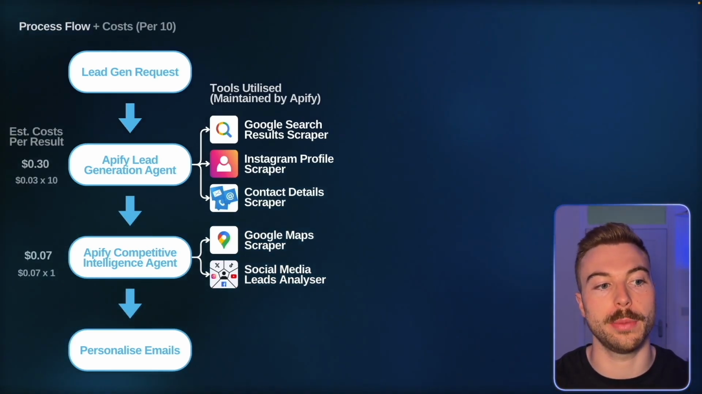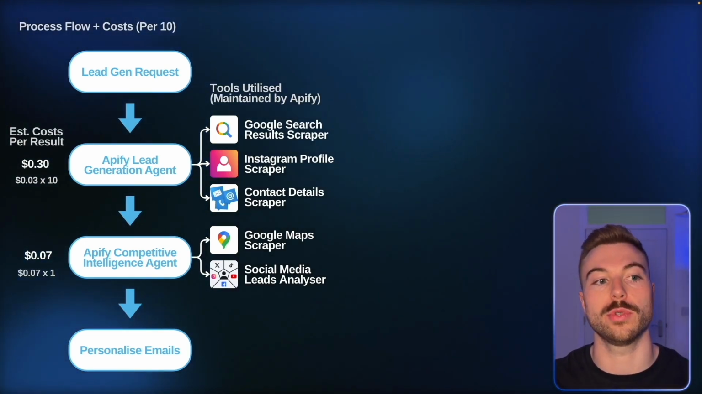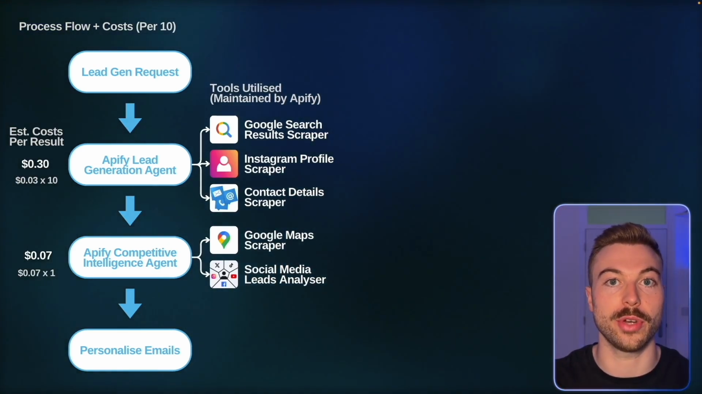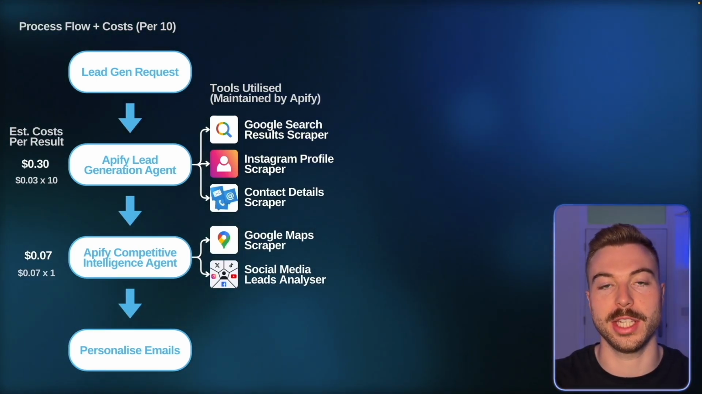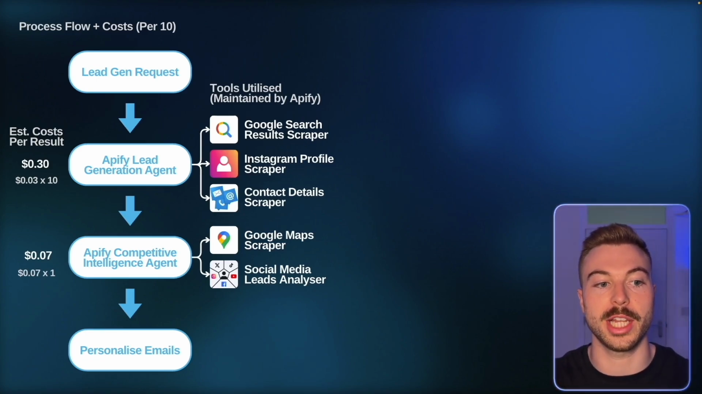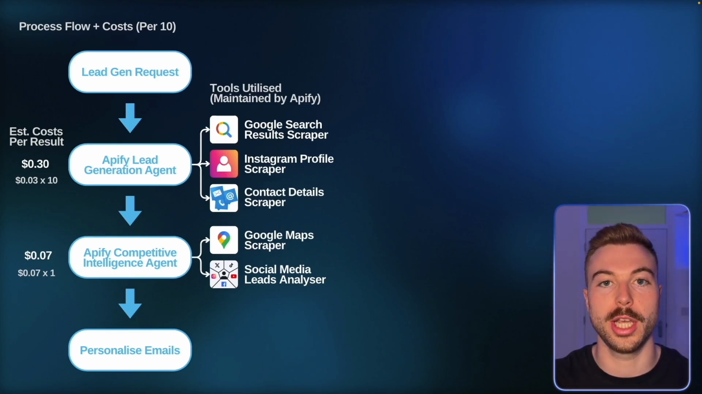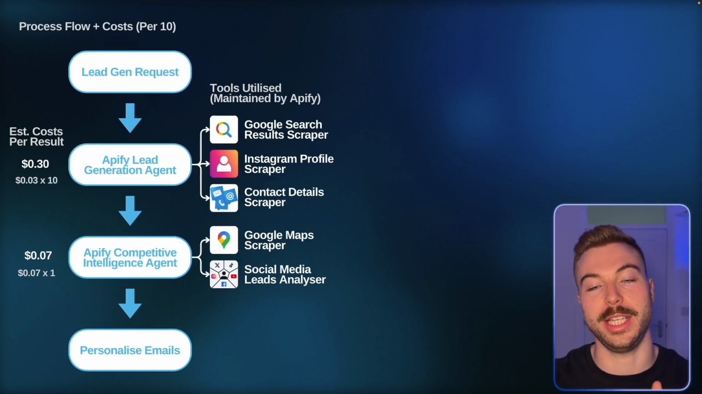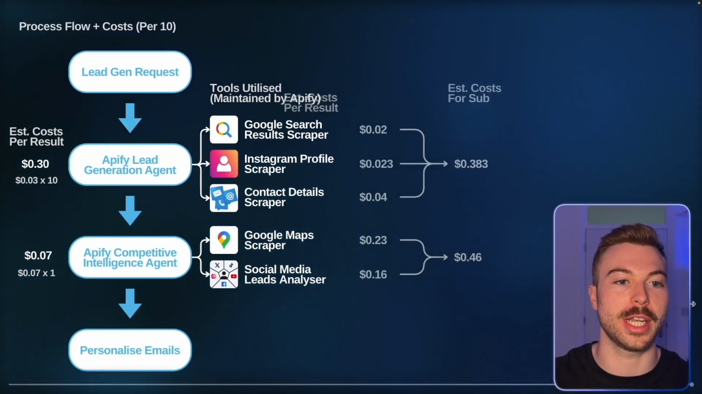Now, pricing's a little bit more complex than usual. As you can see for each of these, I found that for us to get 10 results out, we're looking at around 30 cents per cost for the Apify lead generation agent. We're also looking at around 7 cents per competitive intelligence agent run. And this is because we're looking at 10 records, around 3 cents for the lead generation agent, and we only need to run the competitive intelligence agent once to get the output there. But what Apify have done as well is you also need to pay for the individual scrapers here as well to get the outputs. And that brings us on to the next part of the pricing.